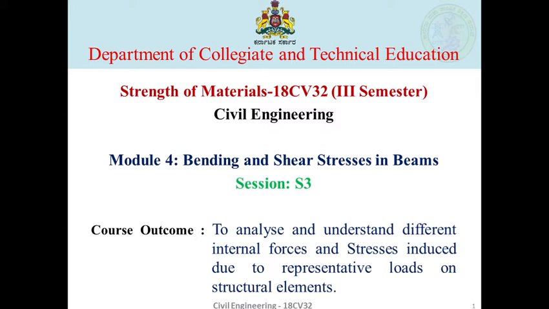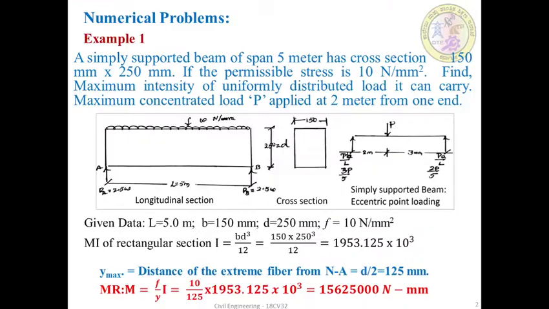Subject: Strength of Materials. Code is 18CV32. Chapter name is Bending and Shear Stresses in Beams under Module 4. The course outcome is common for all the sessions in this chapter, that is, to analyze and understand different internal forces and stresses induced due to representative loads on the structural elements. Now we solve some of the numerical problems related to the bending stress.